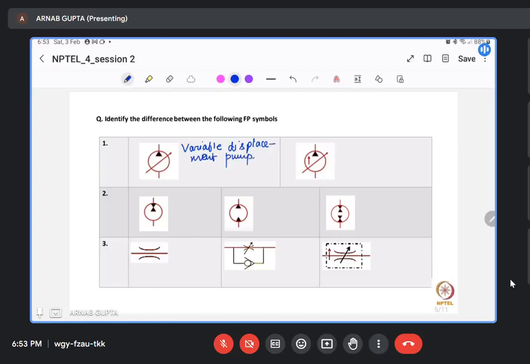It is a variable displacement pump. And here you can see it is the same, but there is this particular arrow. What does this arrow indicate? It indicates that it is having a pressure compensation.